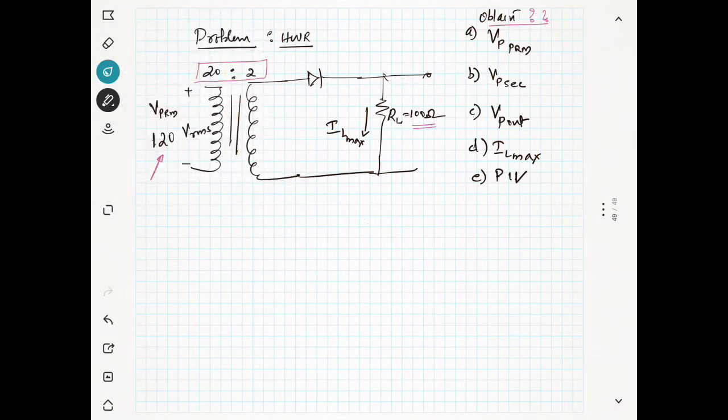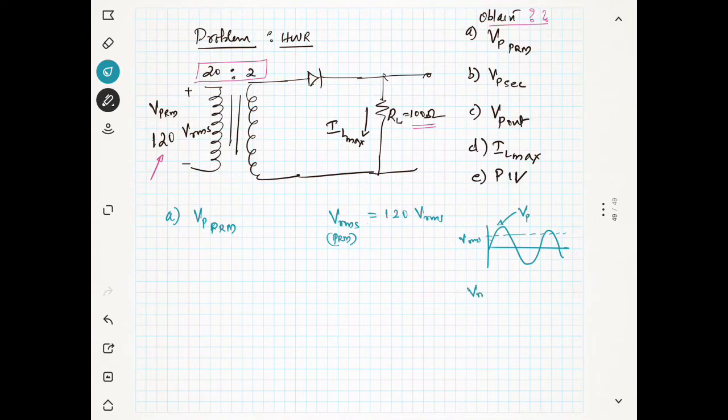First of all, I want to obtain the Vp primary. Vp primary is the maximum voltage, but the RMS voltage at the primary is given, 120 volt Vrms. How to convert the RMS voltage into the maximum voltage? If you take an AC sinusoidal wave, this is the maximum voltage and this is the RMS voltage. What is the relationship between these two?